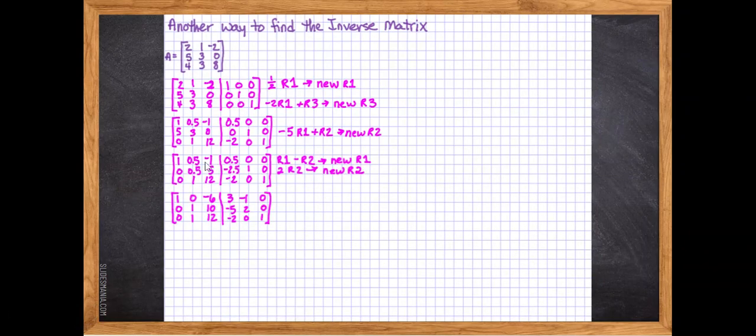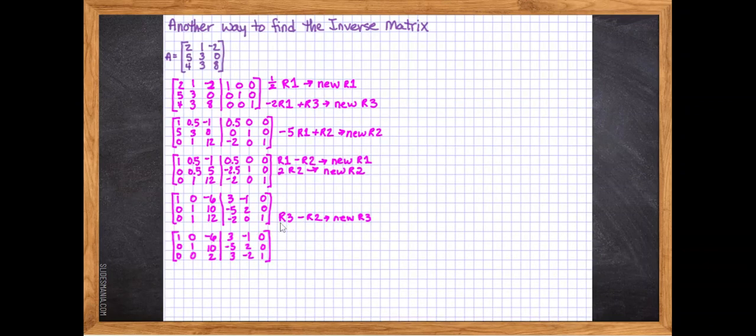Next, for my new row 1, I'm going to take the original row 1 and subtract row 2. And the reason I want to do that is to create a 0 at the top of my second column, which you see here. Then on row 2, I'm going to double the row 2 because my 0.5 then will turn into a 1, which I also need to get that identity matrix.